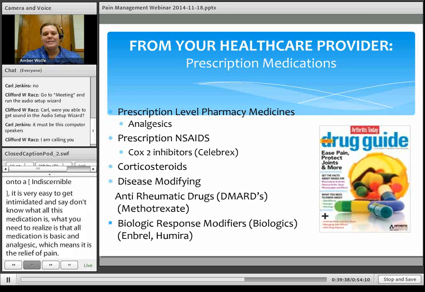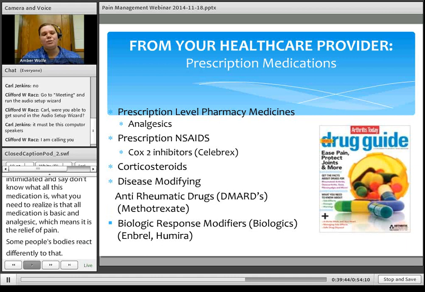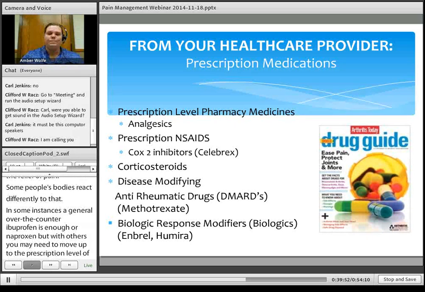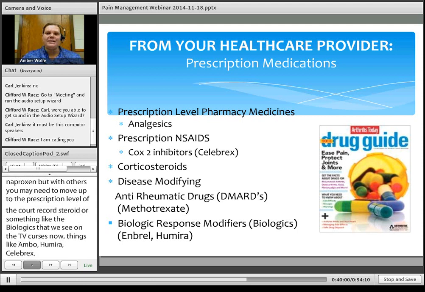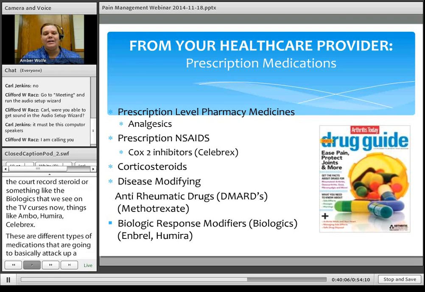So in some instances, a general over-the-counter ibuprofen is enough, or a naproxen. But with others, you might need to move up to that prescription level of a corticosteroid or something like the biologics that we see on the TV commercials now, things like Enbrel, Humira, Celebrex. These are all different types of medications that are going to basically attack your pain a little bit differently. Some of them actually just block the nerves and send the nerve pain issues other places.